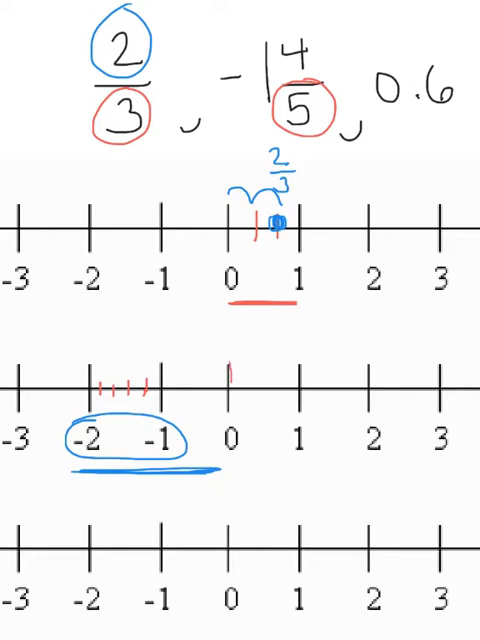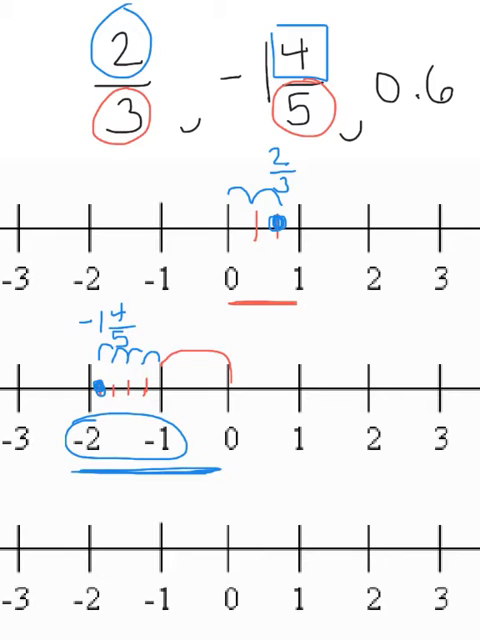So I went out -1, and now I'm going to go out 4/5 more. So -1 1/5, -1 2/5, -1 3/5, -1 4/5 would be right there. -1 4/5.